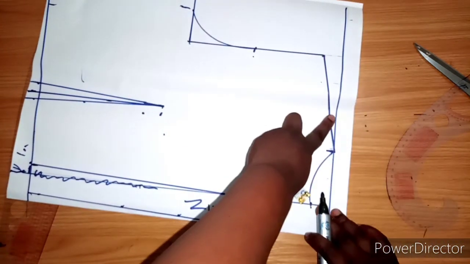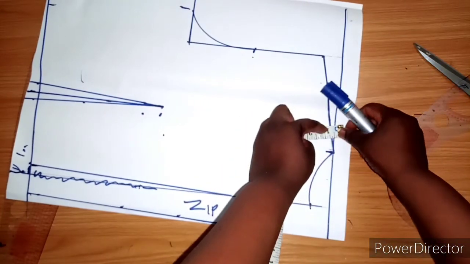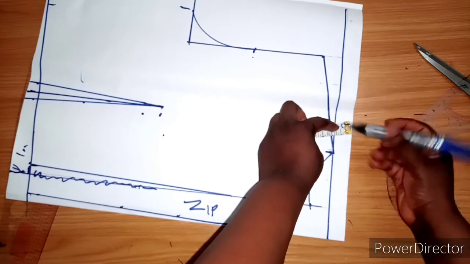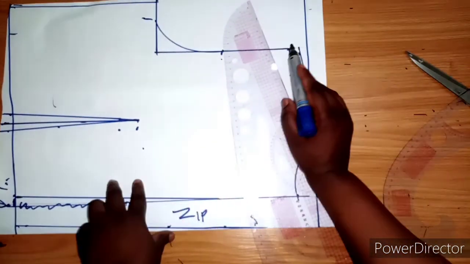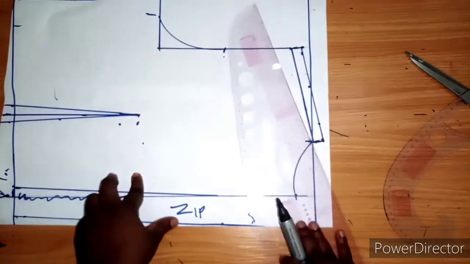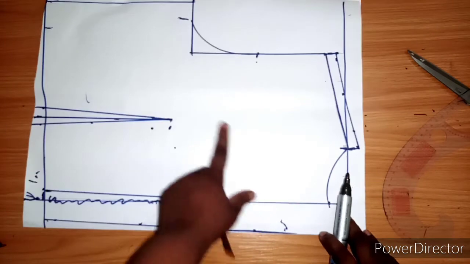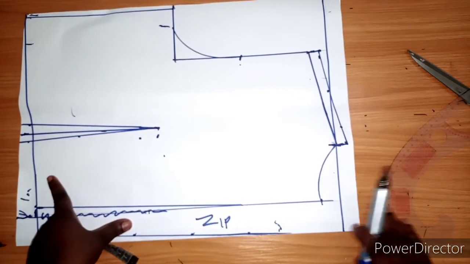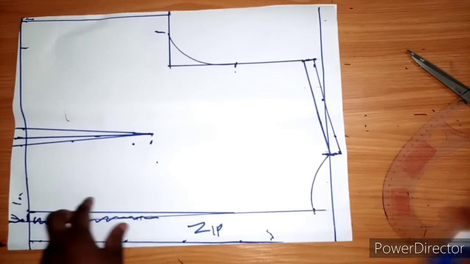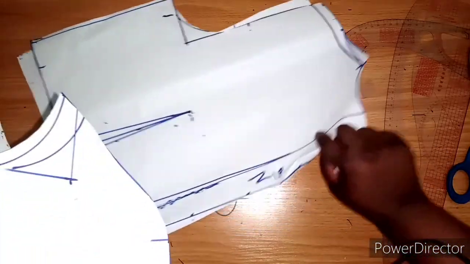So we are adding our allowance too on this shoulder side. So we are taking half an inch. Like I said earlier, my allowance is included in this pattern. So let me cut it out. So this is my back pattern, and this is the front.